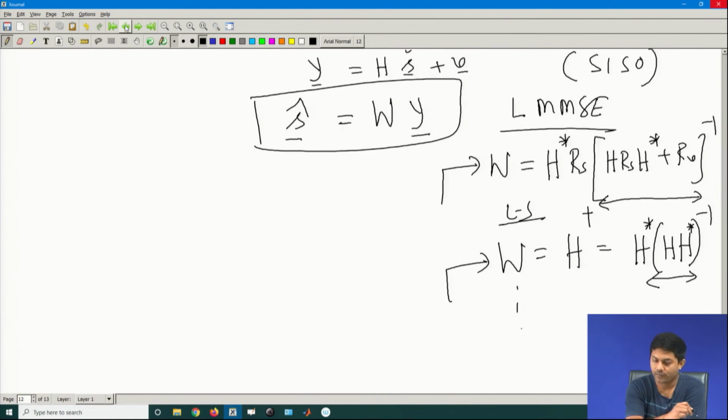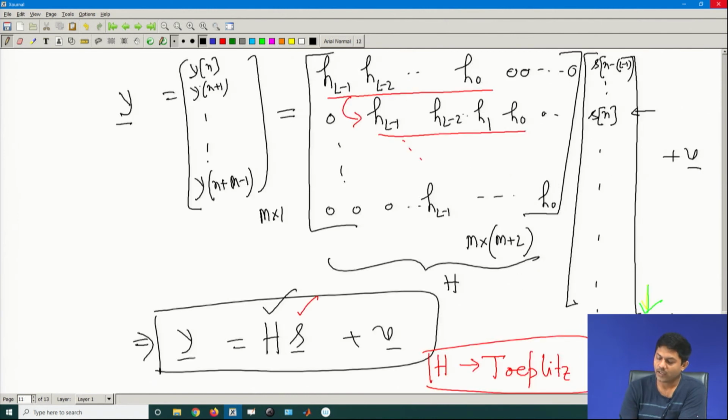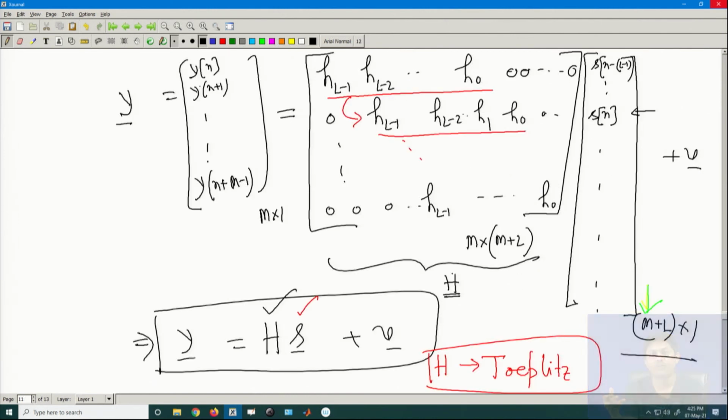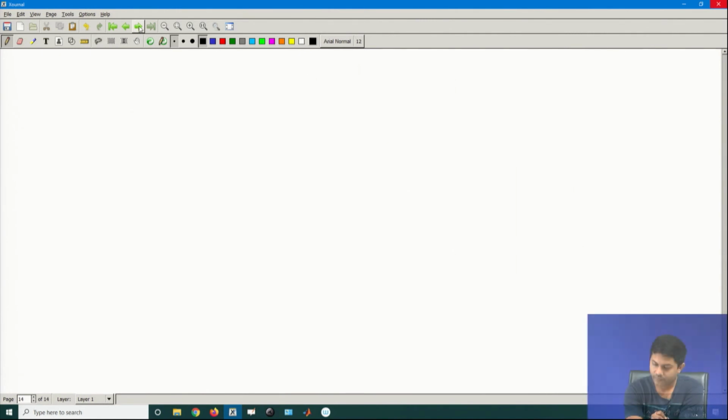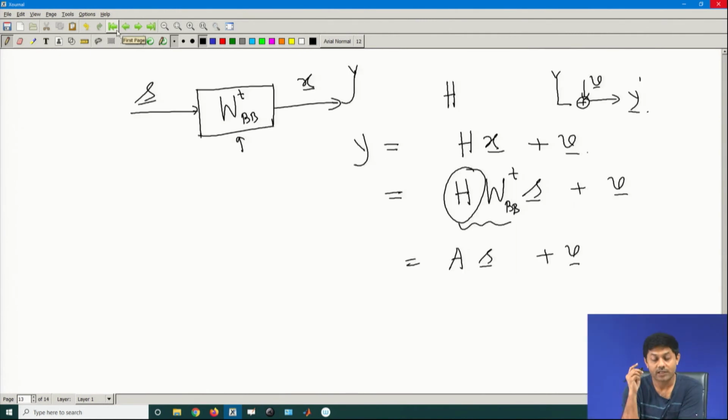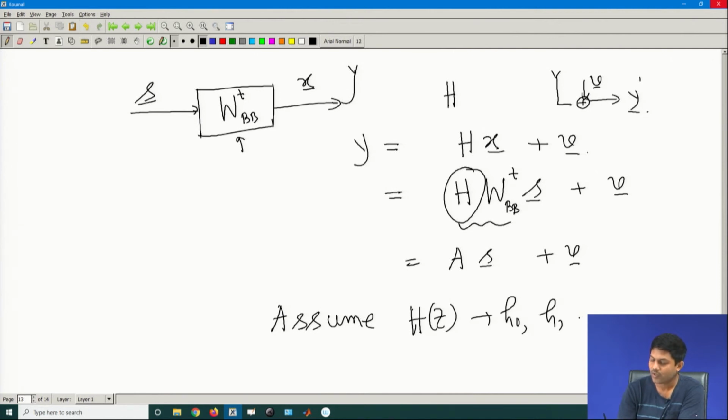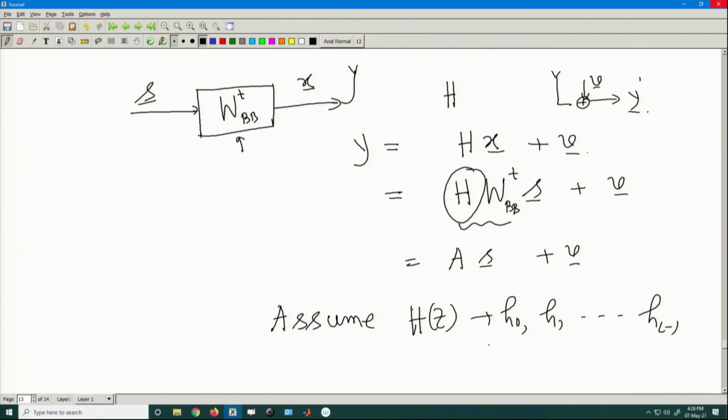So, I know this H, so I can develop this whole H. This whole H can be developed, because I know all these coefficients. It is a Toeplitz matrix. I can find out what the H is. That is not a big issue. Okay. So, the channel is known to me. So, let us assume the channel H, that means all these H0, H1, HL minus 1, they are all known to me.